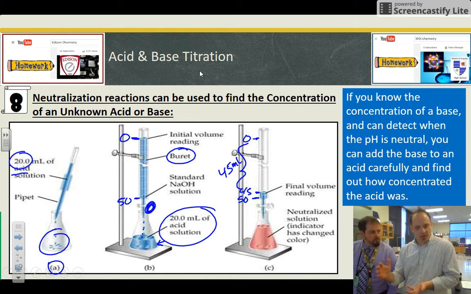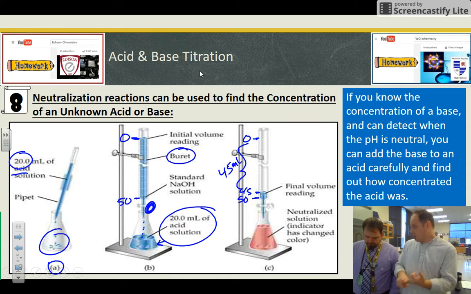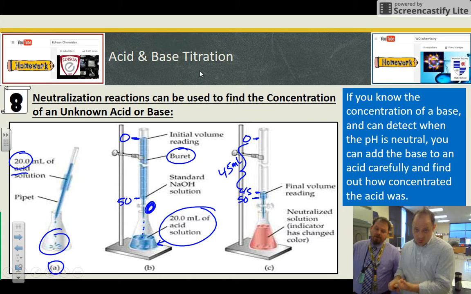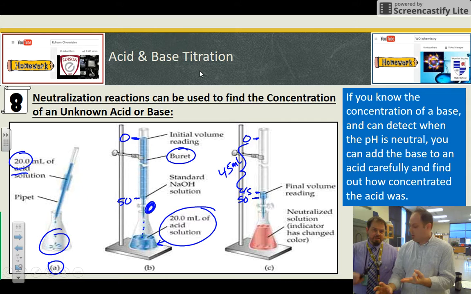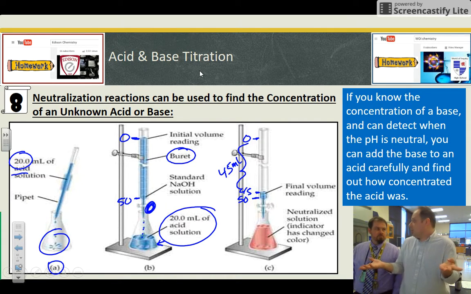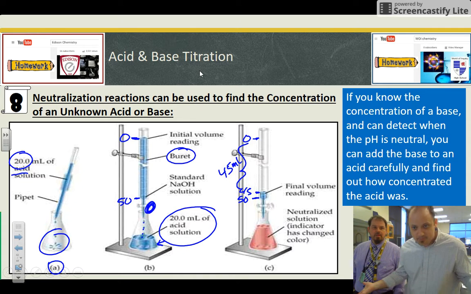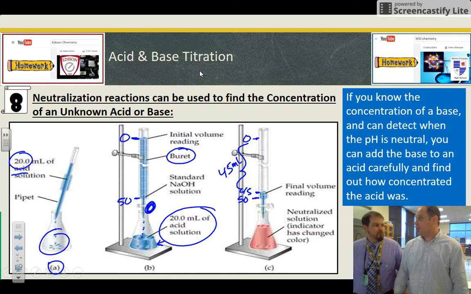So when you finish a titration, you'll know how much base you used. You'll know the concentration of the base because we'll give it to you. You'll know the volume of the acid that you put in the flask at the bottom, because you measured it. And the only thing you don't know is the concentration of the acid. But guess what? Plug and chug. There's a calculation for that. So that's what we are going to do with this homework.